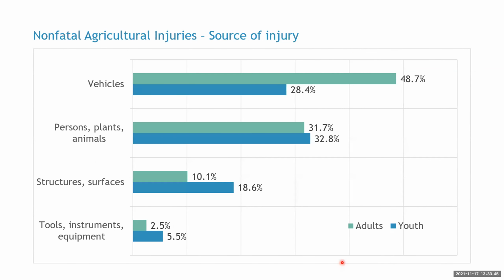When we look at the injury sources, we see that the main leading injury source was vehicles, followed by persons, plants and animals, structures and surfaces, and tools and instruments. Adult patients had significantly higher proportions of vehicle-related injuries than youth victims, and vehicle-related injuries mostly involved tractors. The tractor-related injuries were more than 20,000 injuries, accounting for almost 1/3 of the injuries in the system.